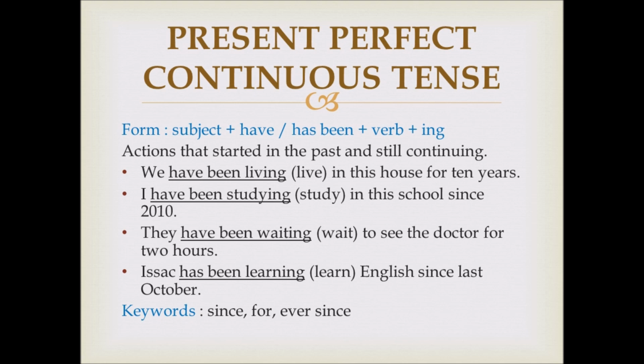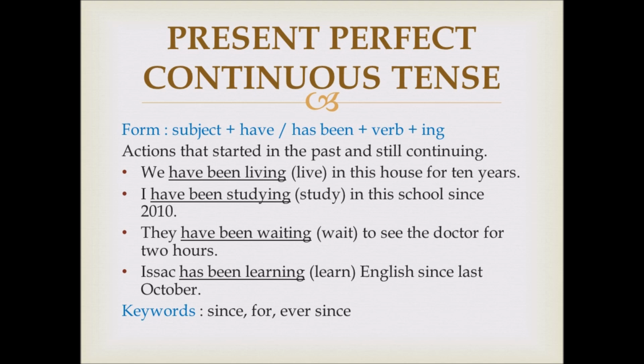For example, we have been living in this house for 10 years. It means you started to live in this house 10 years ago and even now you are still living in this house. So we have to use present perfect continuous tense, that is have plus been plus verb plus ing. Since your subject is we, you have to use have been living. The second sentence is I have been studying in the school since 2010. So from the year 2010, I have been studying in the school. I started studying in the year 2010 and still now I am studying here.